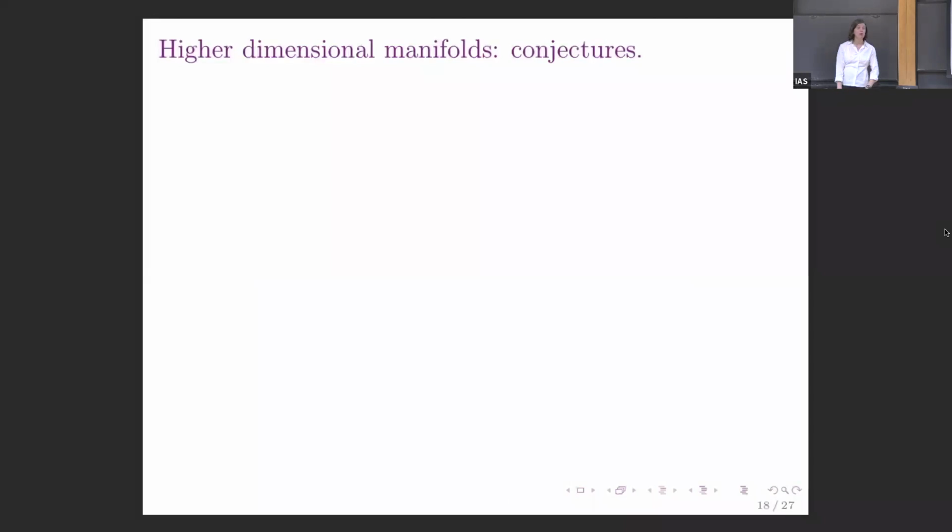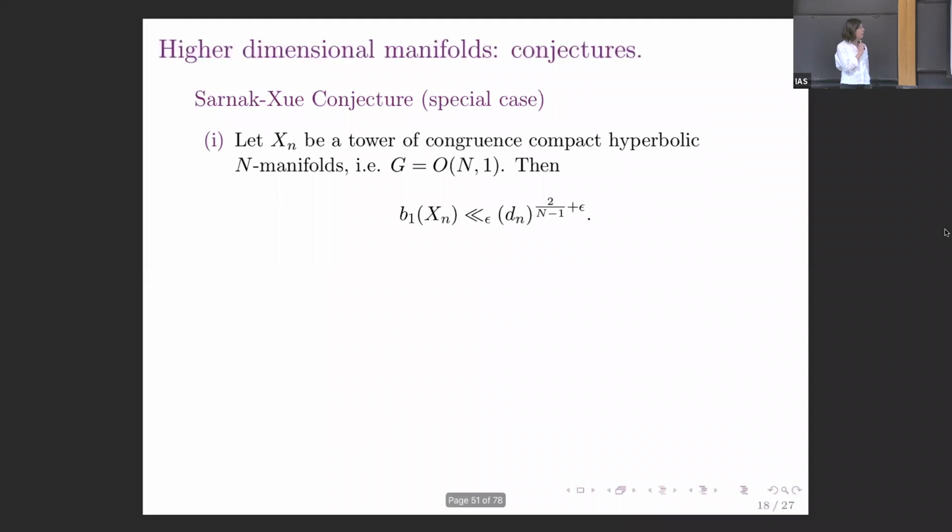Okay, now I'll tell you about higher dimensional manifolds. The leading conjectures here were made by Sarnak and Xue, maybe 1990. They're very general, and I've specialized them to hyperbolic n-manifolds and, right below, complex hyperbolic n-manifolds, just to give you an idea. So let X_n be a tower. Tower will always mean p-power tower of congruence covers. So let X_n be a p-power tower of congruence compact hyperbolic N-manifolds, then they predict a certain power saving. And so, okay, there's a little epsilon.